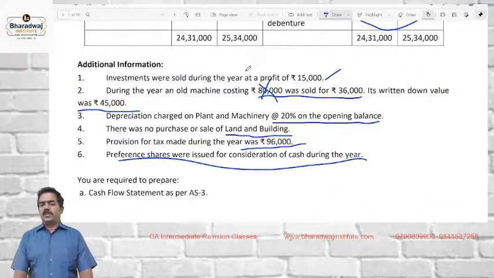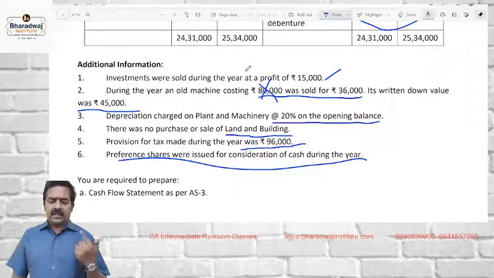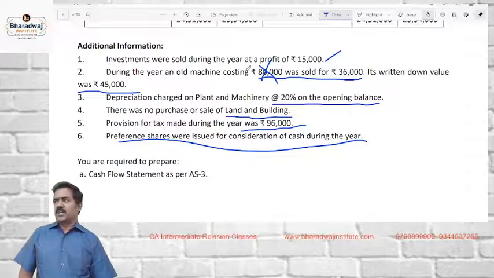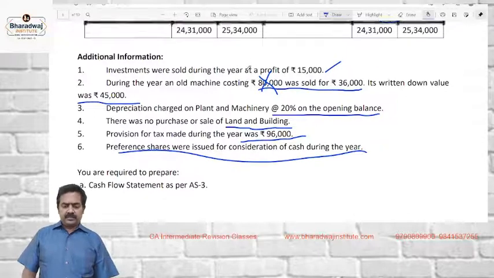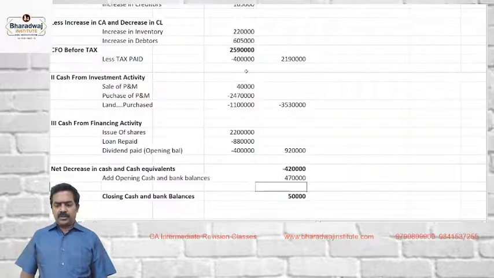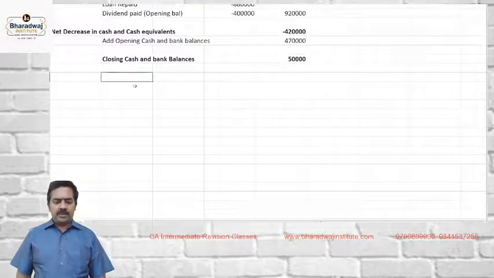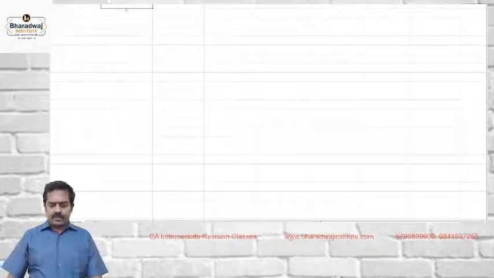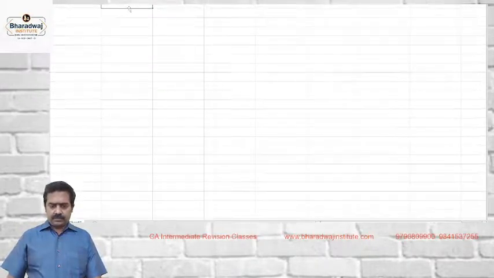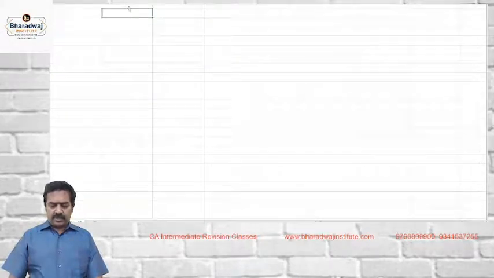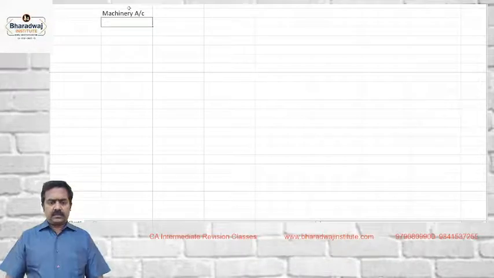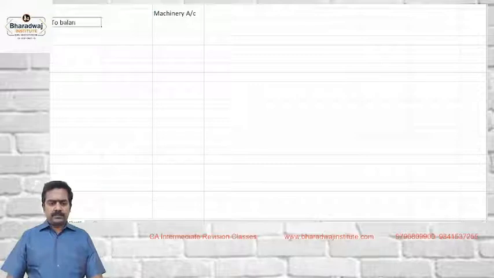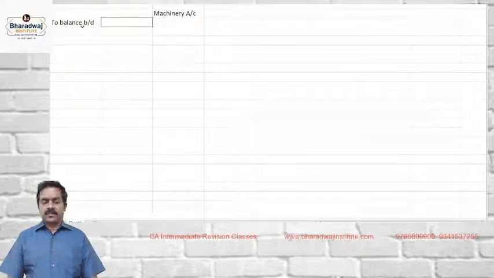So what ledger accounts need to be prepared? Investment account you prepare, then plant and machinery account you prepare, then provision for tax account you prepare, then we can continue. Okay, let me do it along with you, or you do it along with me. Which account first? Okay, machinery account. To balance brought down. What is the opening balance of machinery?